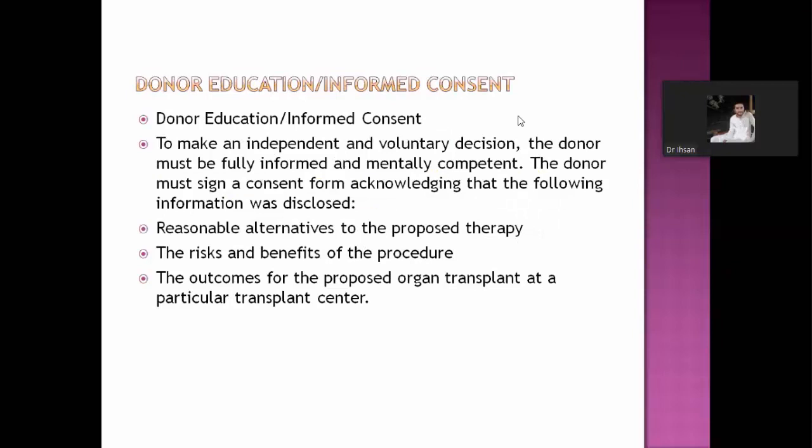Donor education and informed consent. To make an independent and voluntary decision, the donor must be fully informed and mentally competent. The donor must sign a consent form with the knowledge that the following information was disclosed to him or her: reasonable alternatives to the proposed therapy, the risks and benefits of the procedure, and the outcomes for the proposed organ transplant at the particular transplant center.